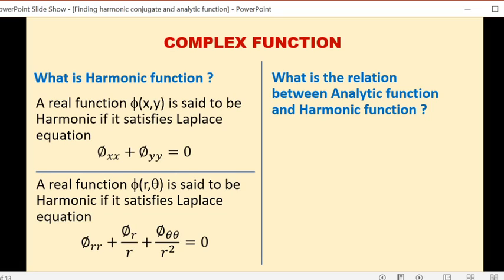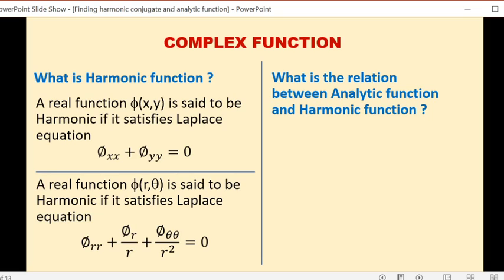Okay, all right, before going to this relation, we are talking about complex function. Okay, and as I said, this term is for a real function. Is there any relation between complex function and real function? अगर ये relation आपके पकड़ में आ गया, then you will understand the relation between analytic function and harmonic function as well.